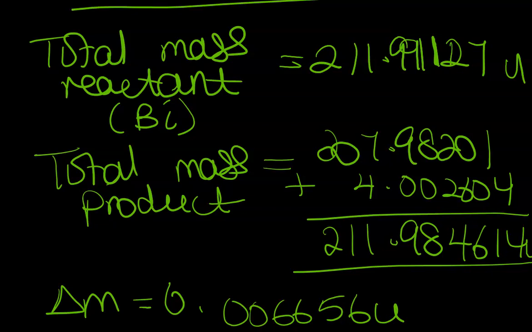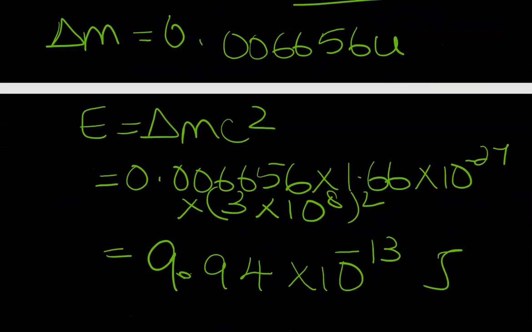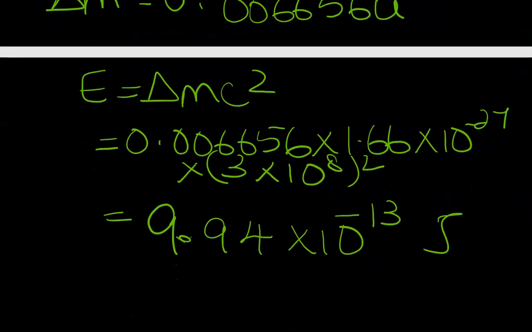Utilizing all of the values, I would have gotten 0.006656 u, and then I would use the equation E is delta m c squared and work out what my energy is. I would convert my delta m into kilograms by multiplying by 1.66 by 10 to the minus 27, and then multiply by the speed of light squared. So my total energy becomes 9.94 by 10 to the minus 13.